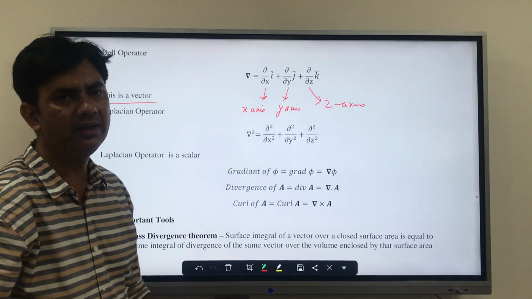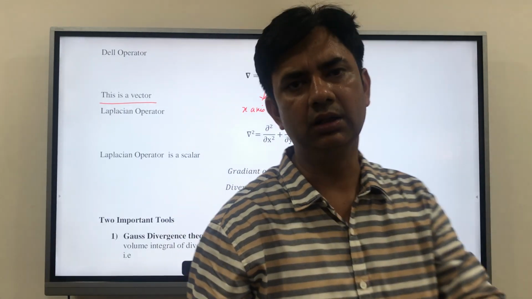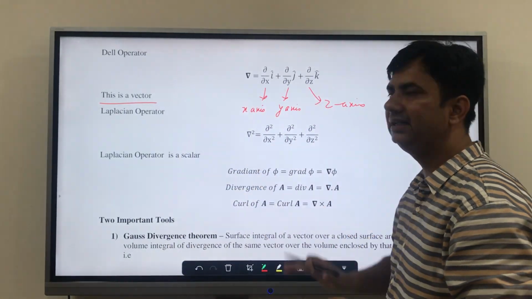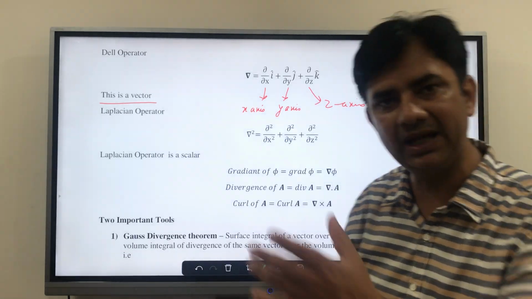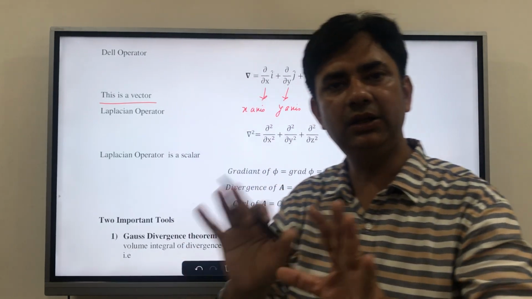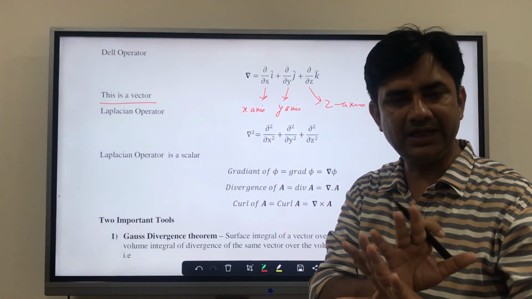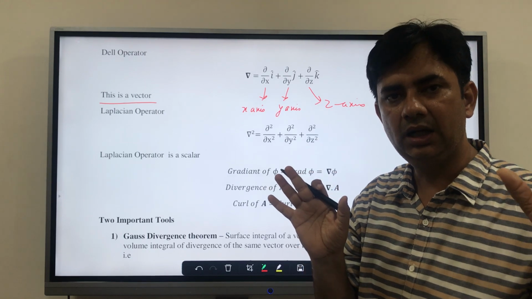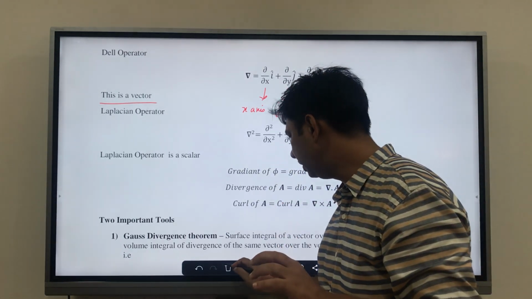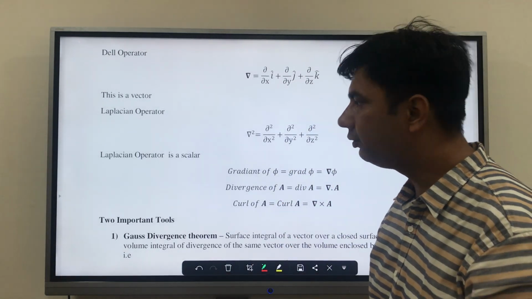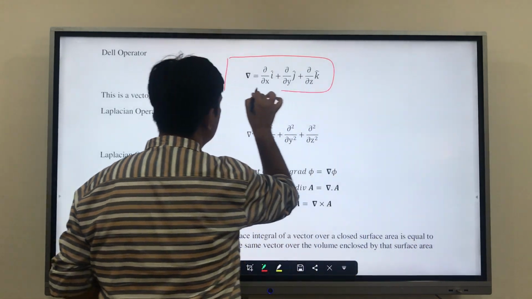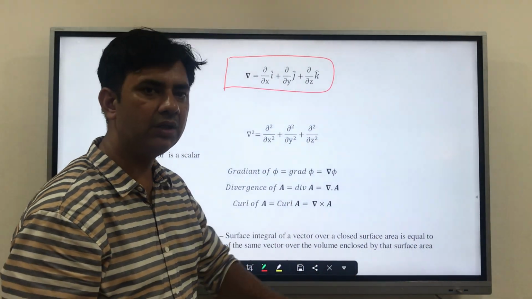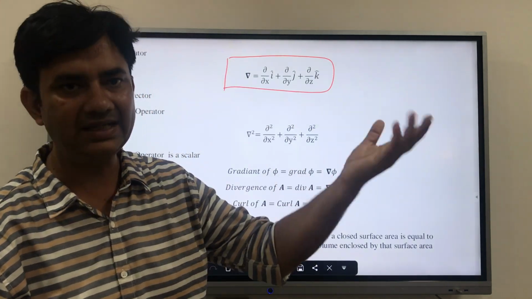This is very important. We have to learn this only. We have to learn that del is ∂/∂x i cap plus ∂/∂y j cap plus ∂/∂z k cap. We need to understand this thing. We are not explaining it in more detail. So we have to learn that my del operator has this value. We will use them in next classes.